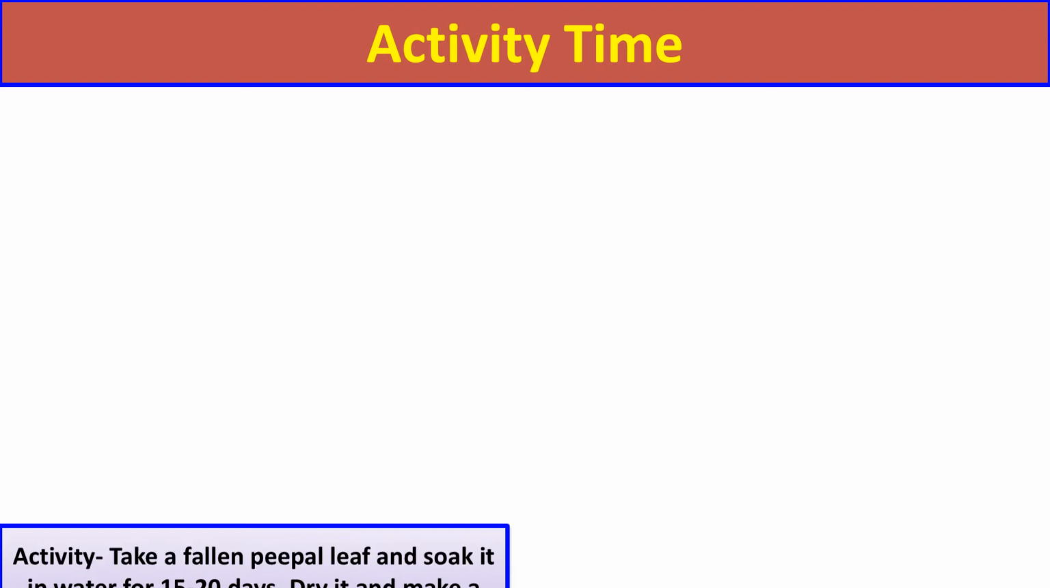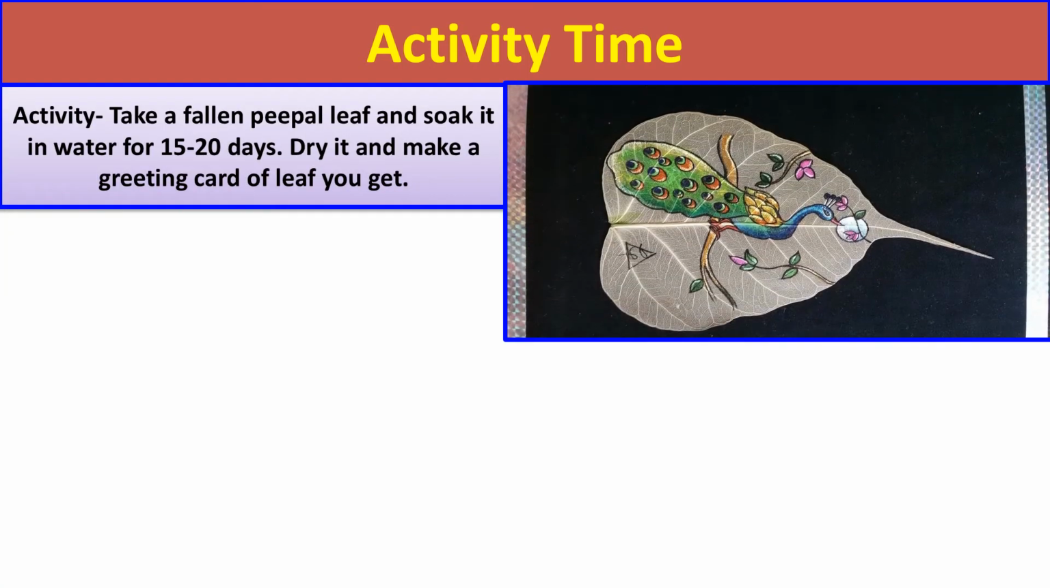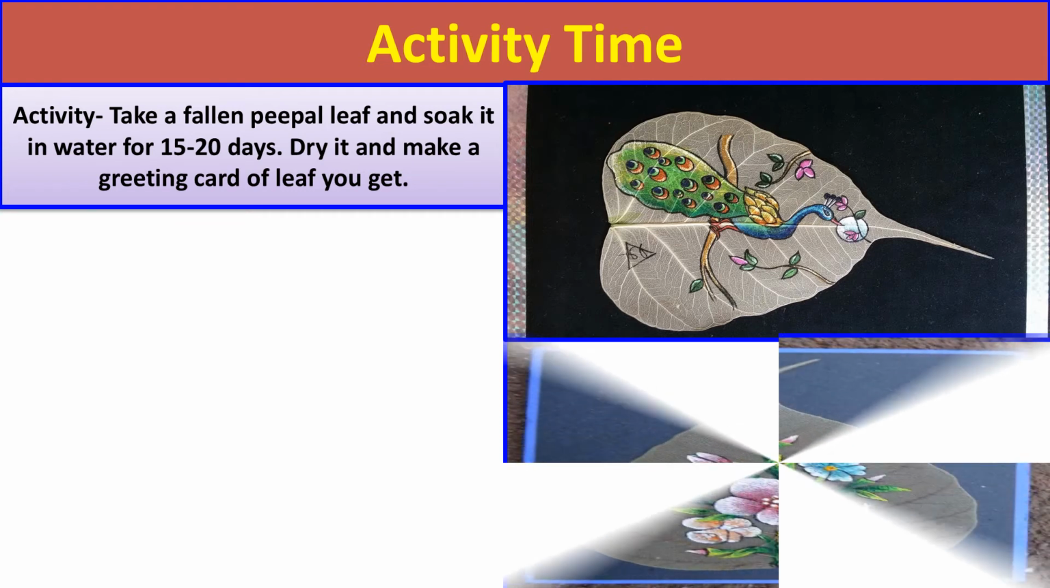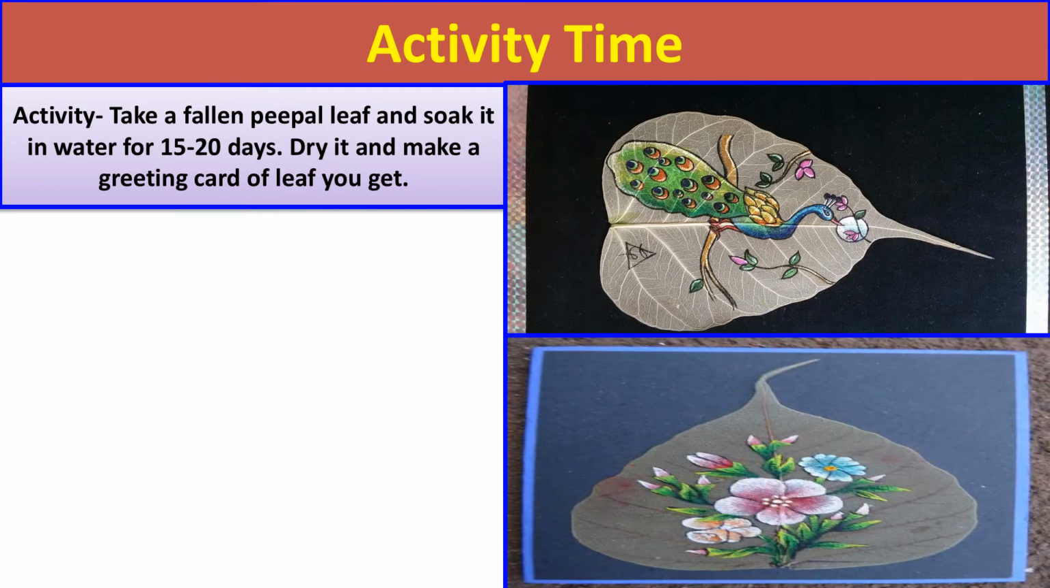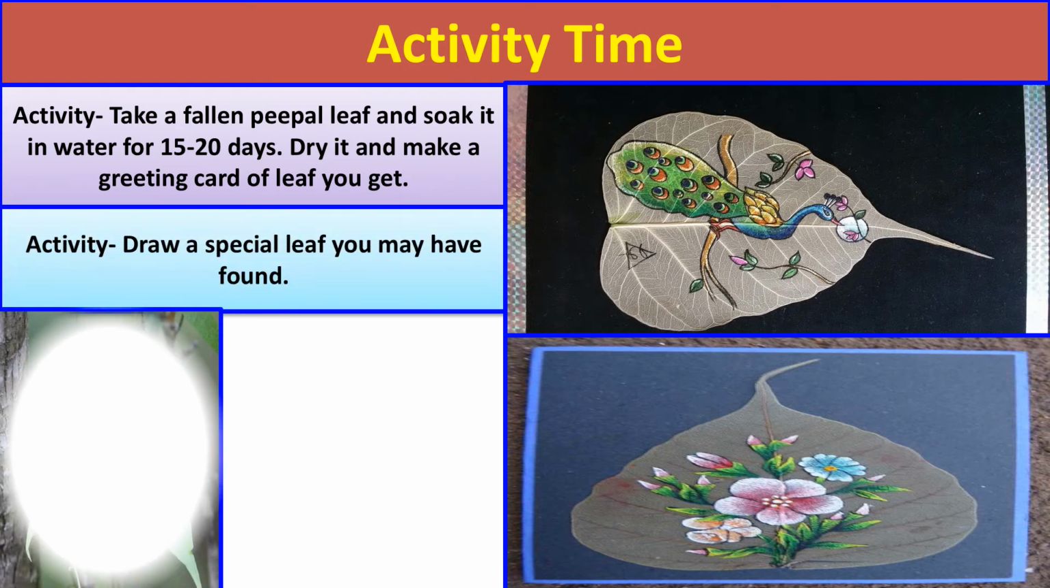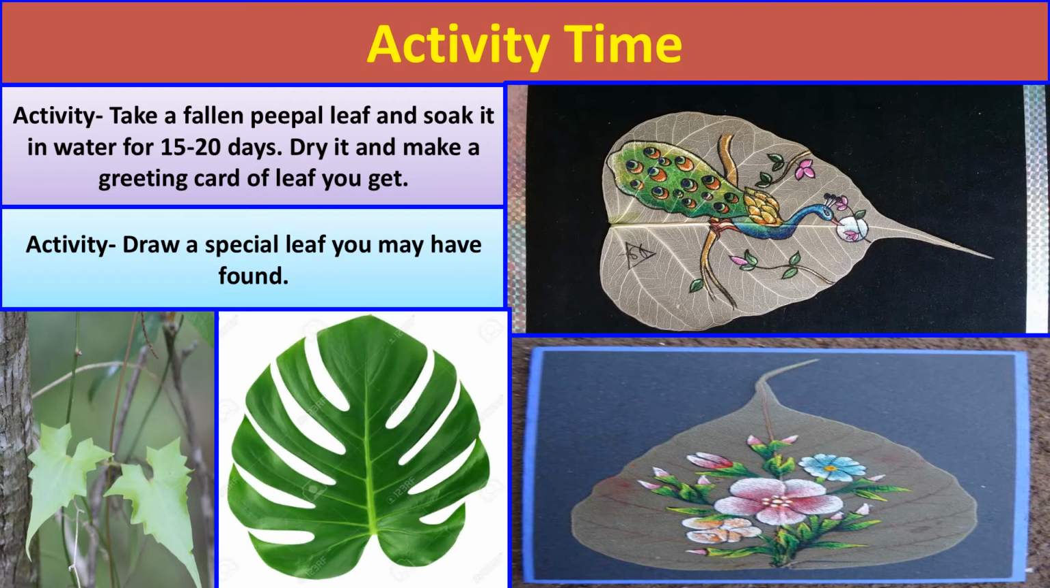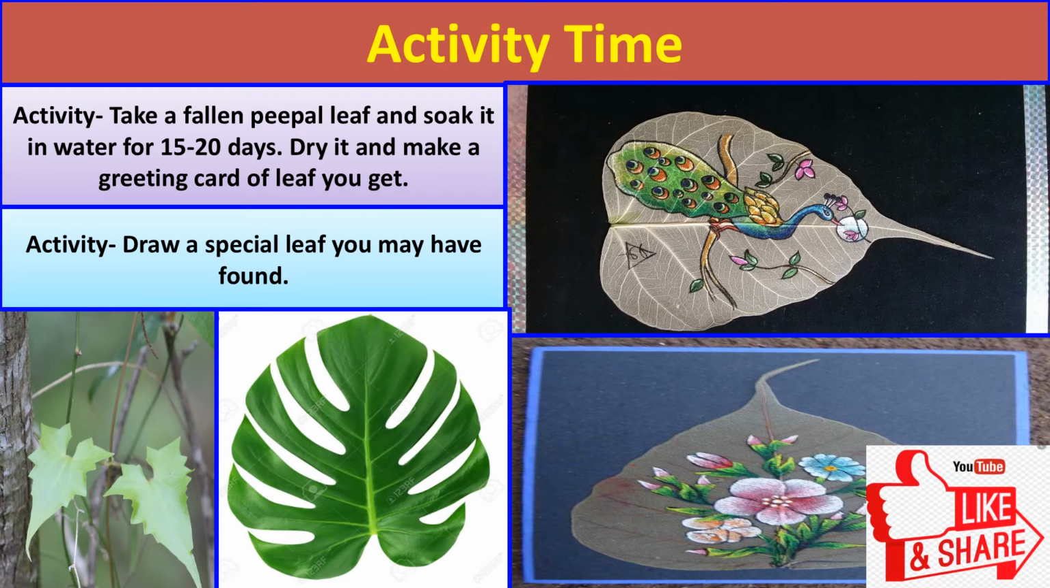Activity time. Take a fallen leaf and soak it in water for 15 to 20 days. Dry it and make a greeting card of the leaf you get. Like this you can make it. Then activity second. Draw a special leaf you may have found. See, these are different leaves, so you can draw their structure.